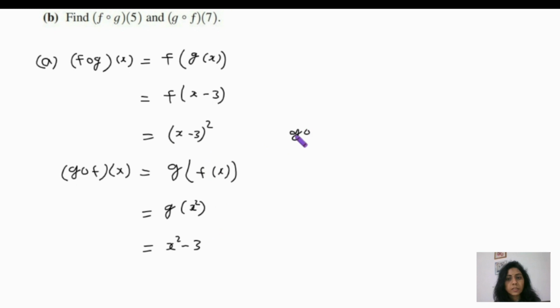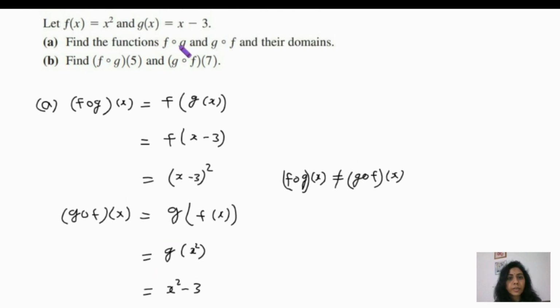So we can say this is extra information: (f o g)(x) is not equal to (g o f)(x). And here it says find the functions f o g, we already found this, and g o f, yes, this one, and their domains.